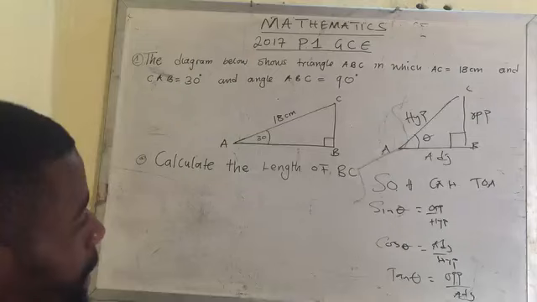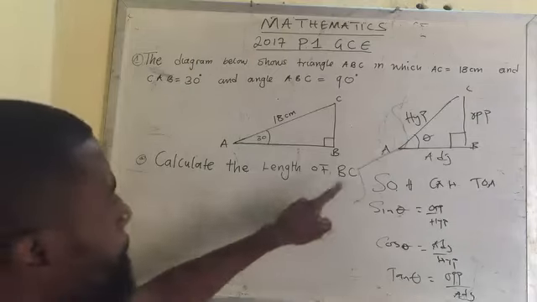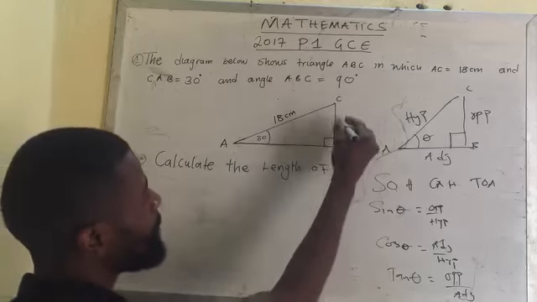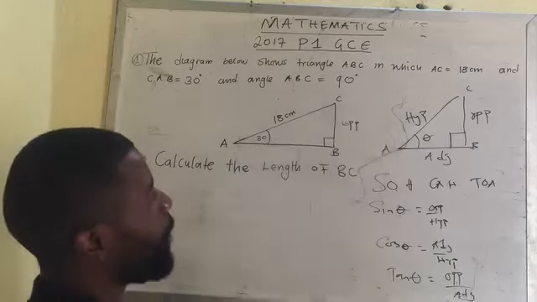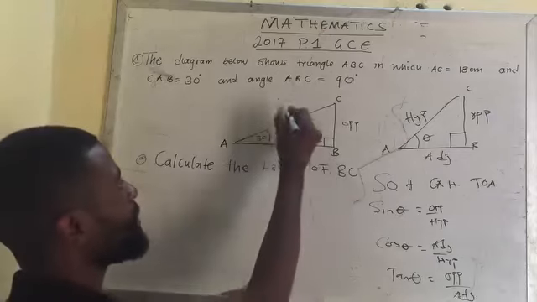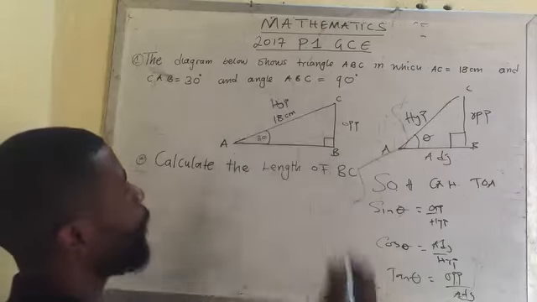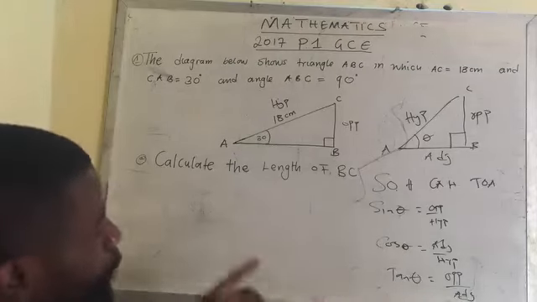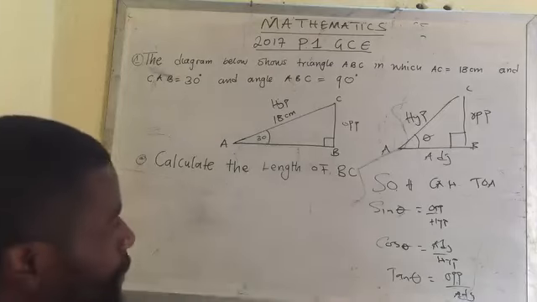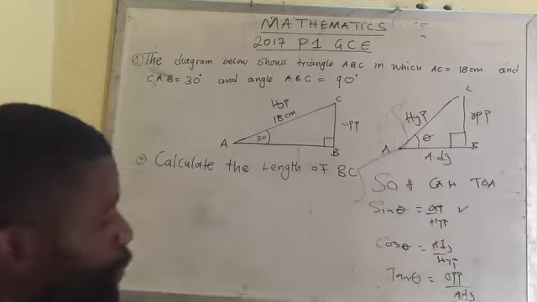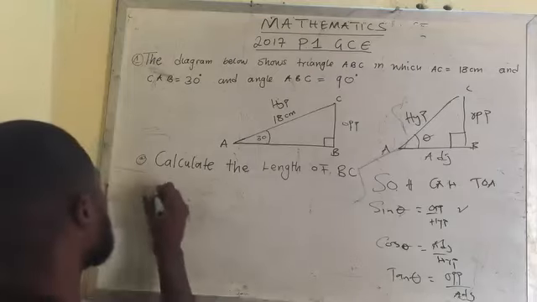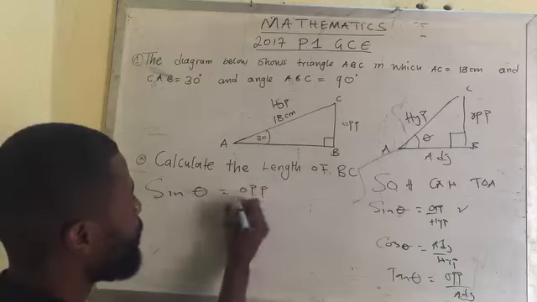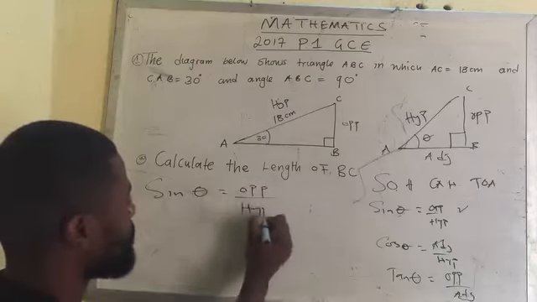Now let's look at the question. They are saying calculate the length of BC. So if you take note, this is our angle, and where the angle is pointing, this part we have said is our opposite. Then where the right angle is pointing, this is the hypotenuse. So we consider the trigonometrical ratio where there's opposite and hypotenuse, which means you're supposed to use this ratio. So we are going to say sine theta equals opposite over hypotenuse.